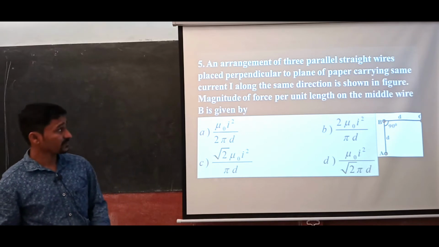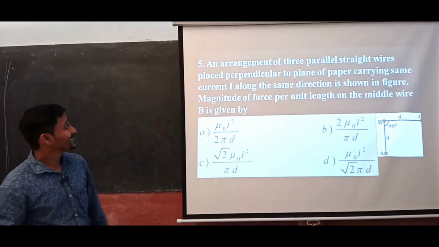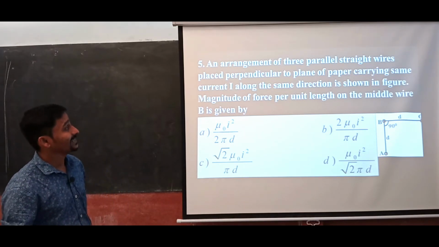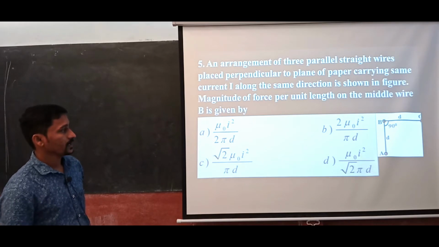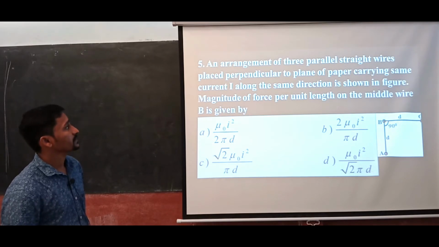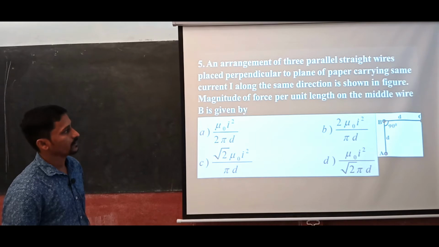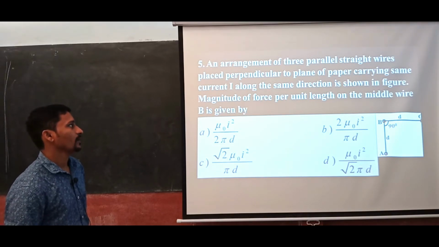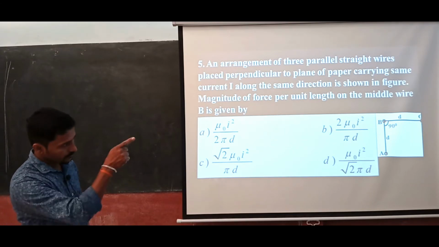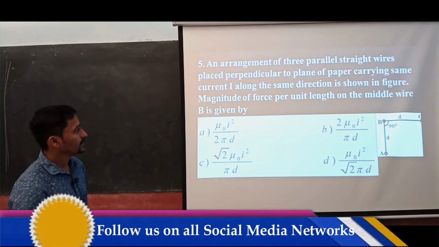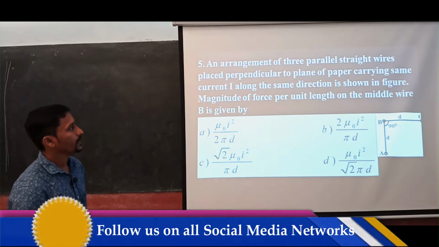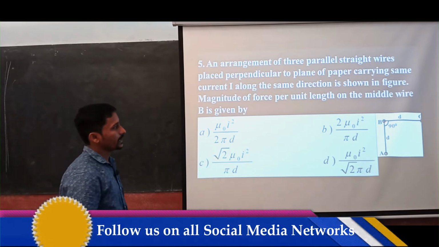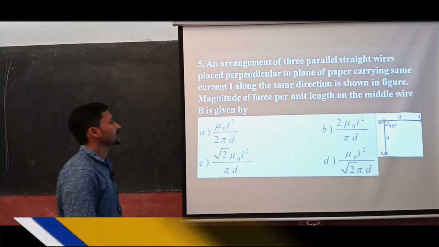An arrangement of 3 parallel straight wires placed perpendicular to the plane of the paper carrying the same current I along the same direction, as shown in the figure, is given. The magnitude of force per unit length on the middle wire B is given by.